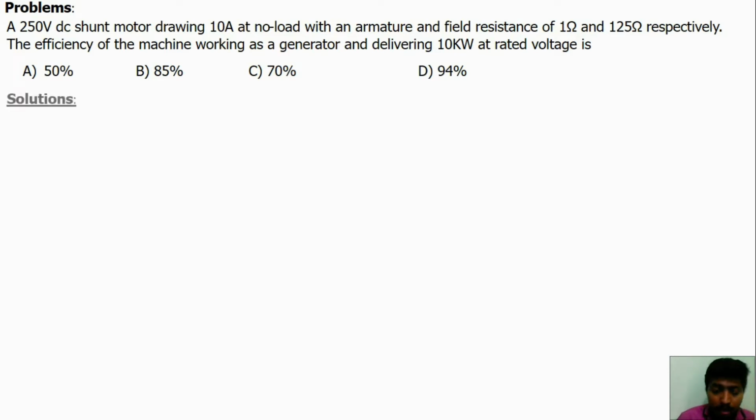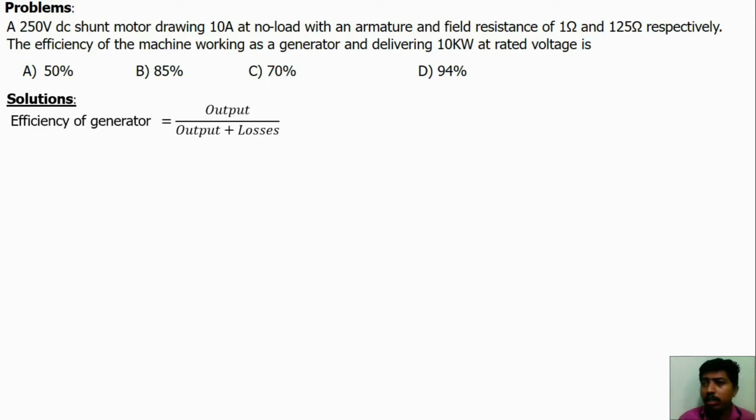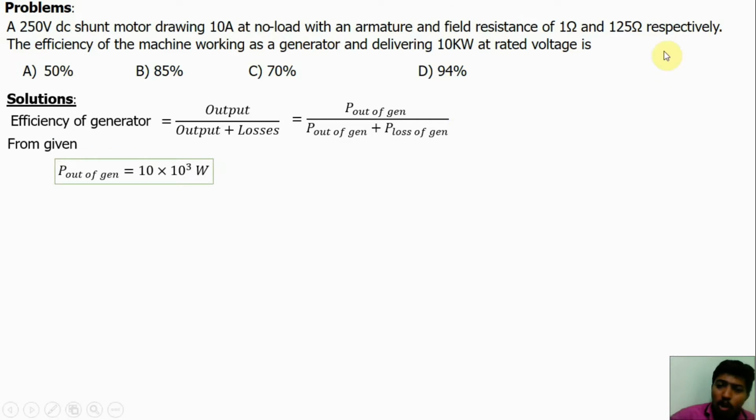We know the efficiency formula, efficiency is equal to output by input. For the DC generator, we know that output is electrical power, but input is mechanical power. So input is equal to output plus losses. So to calculate the efficiency of this generator, we need output and losses. Here output of the generator is 10 kilowatt, so 10 into 10 power 3. Output is given, so we only have to find the losses.